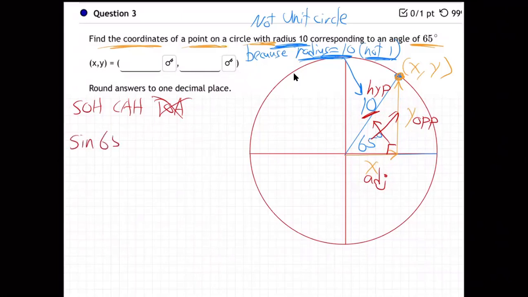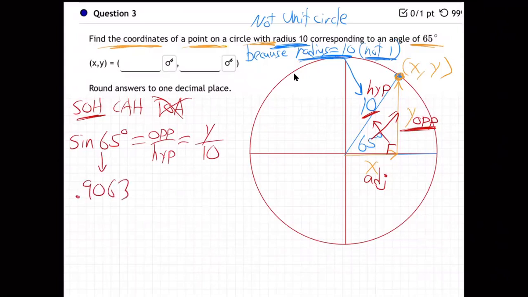Sine of 65 degrees. What is sine? Well, it says it right here. It's opposite over hypotenuse. So that's opposite, y, over hypotenuse, which is 10. See how that's going to enable us to solve for y? So hit the buttons on your calculator. Make sure, again, that you're in degree mode. Sine of 65, I'm getting 0.9063 equals y over 10.